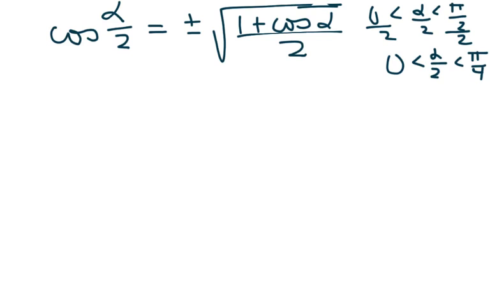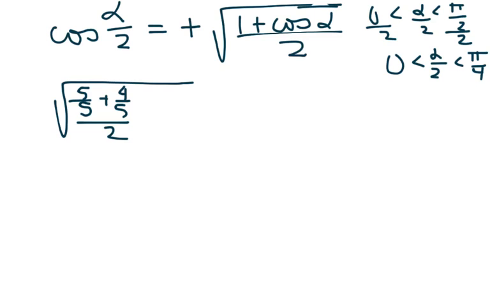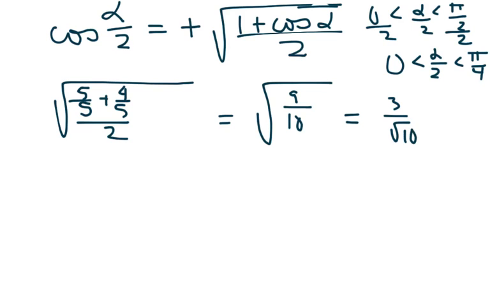Since it is in quadrant 1, cosine's positive, we can get rid of this negative and this is going to be positive. So cosine of alpha is 4/5. So that's going to be 1, and my 1, I'm going to go ahead and write that as 5/5 plus 4/5 over 2, which equals the square root of 9 over 10, which equals 3 over root 10. Rationalize it and you get 3 root 10 over 10.